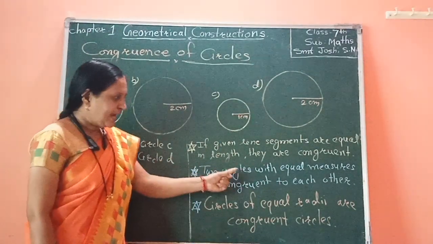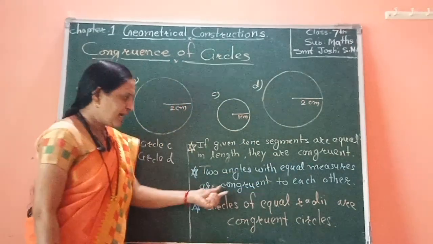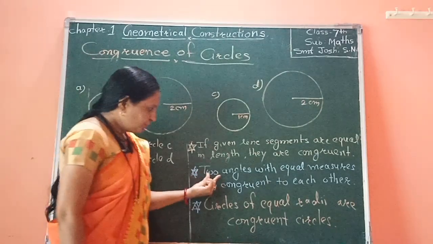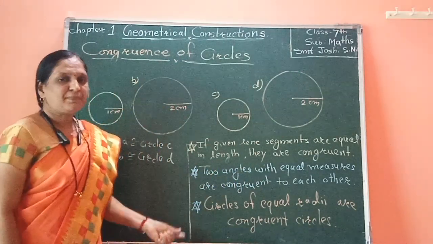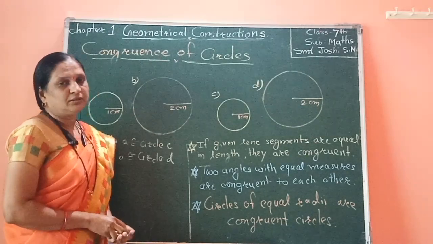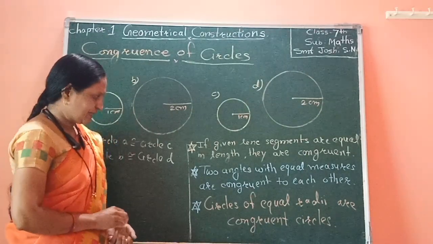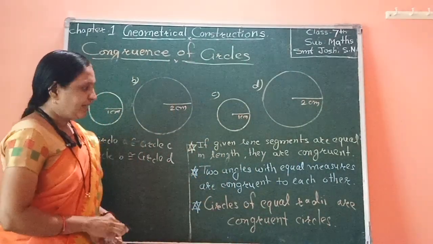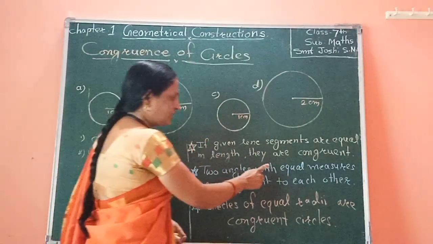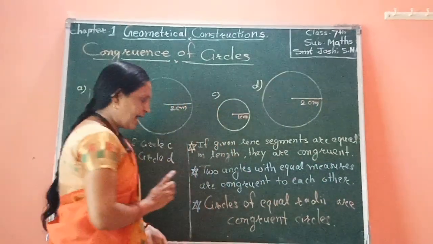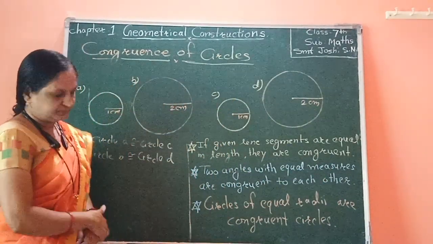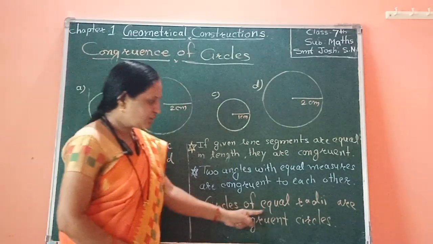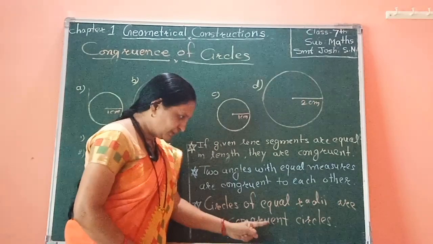Next point, two angles with equal measures are congruent to each other. दोन कोनांचे माप जर समान असतील तर ते कोन एकमेकांशी कसे असतात एकरूप असतात. Two angles with equal measures are congruent to each other. And last, in circle, circles of equal radius are congruent circles.